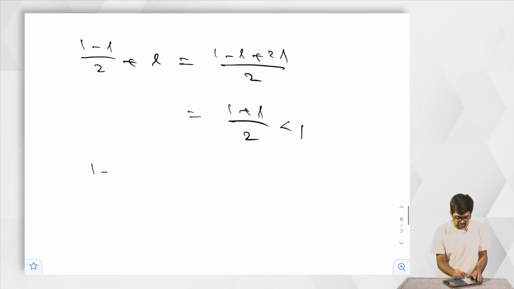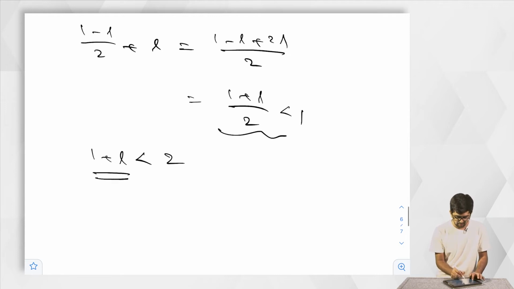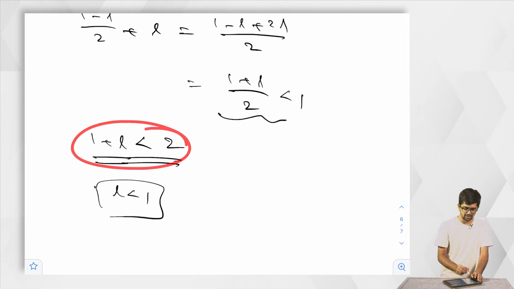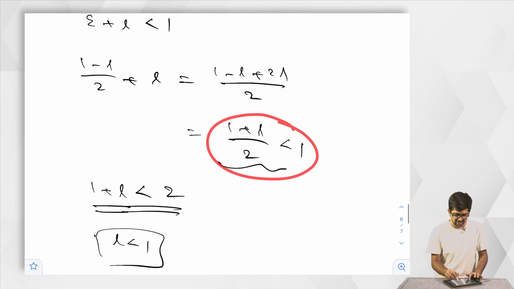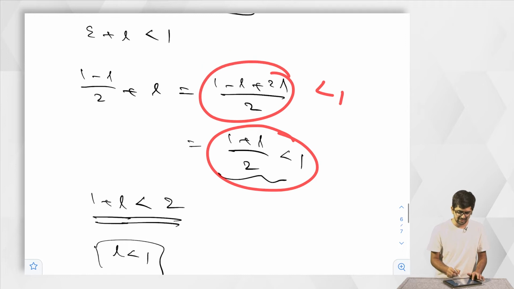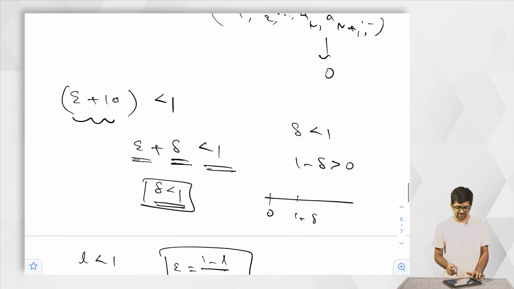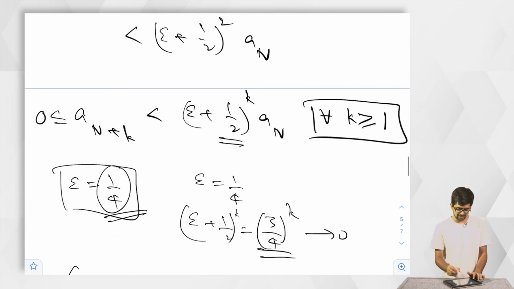Is it less than 1 already? Yes. Why? For this to be true, we need to have 1 plus L less than 2. This is the same thing as saying L less than 1. So just backtrace. L less than 1 implies 1 plus L less than 2, implies (1 plus L) by 2 less than 1. So it is really necessary that whatever L I am choosing here, this element should be less than 1, only then I can make this element less than 1. Whenever I know this is less than 1, this power is going to 0, that is the strategy.